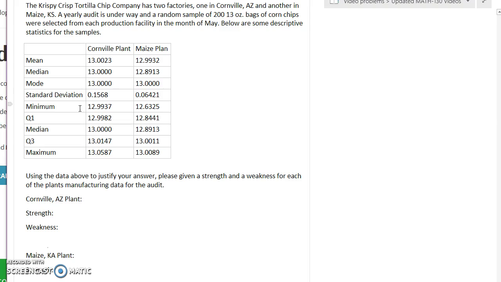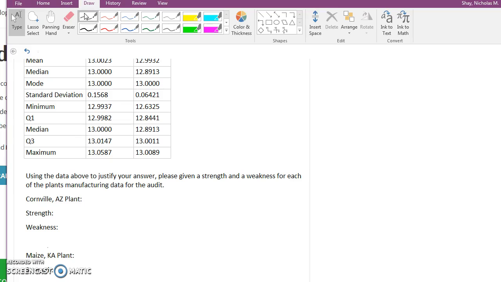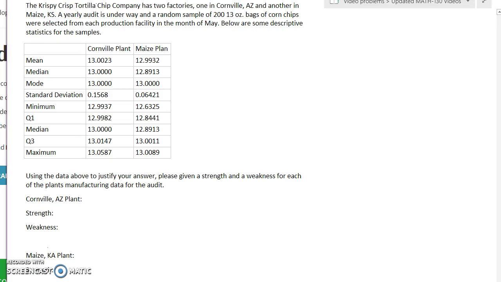Below are some descriptive statistics for the samples. So you can see that it gives us, for Cornville, Arizona and the Maize plant, basic statistics: mean, median, mode, standard deviation, the 5-number summary and so on. It says, using the data above to justify your answer, please give a strength and a weakness for each of the plant's manufacturing data for the audit. So let's dig into this data and identify what a strength and a weakness would be.